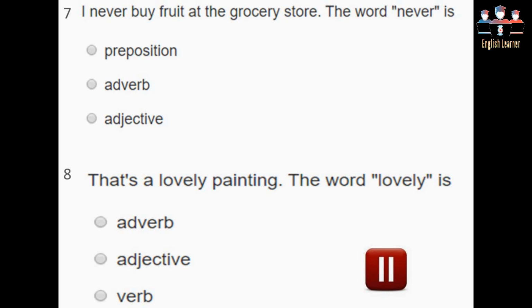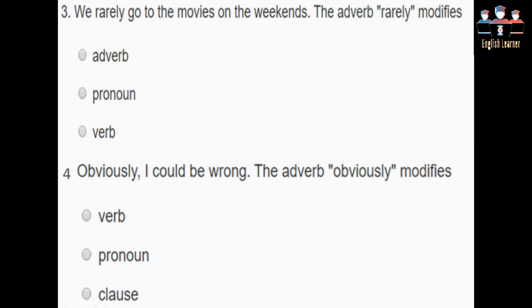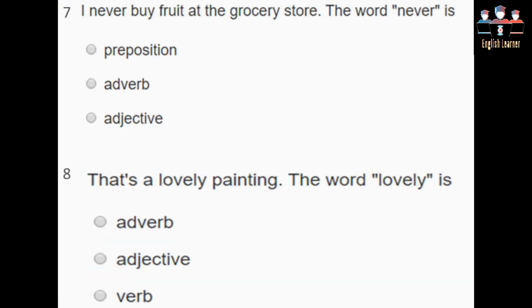I hope that you have marked them. Let's see the correct answers. Quiz number 1 goes with option 2. Quiz number 2 goes with option 3. Quiz number 3 goes with answer 1. Quiz number 4 goes with option 3. Quiz number 5 goes with option 2. Quiz number 6 goes with option 3. Quiz number 7 goes with option 2. Quiz number 8 goes with option 2.